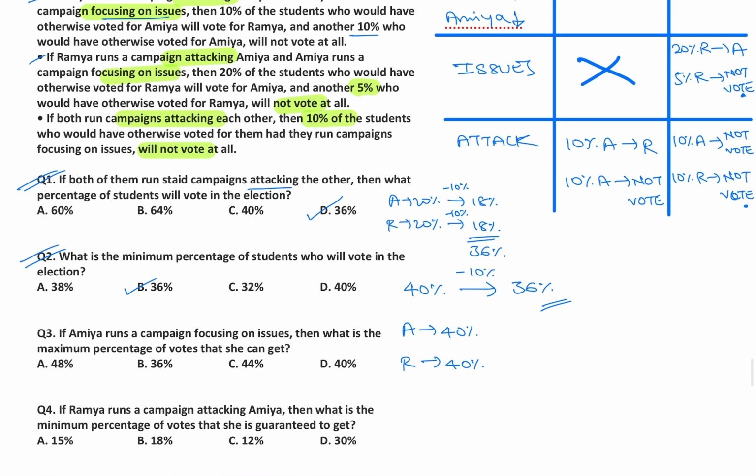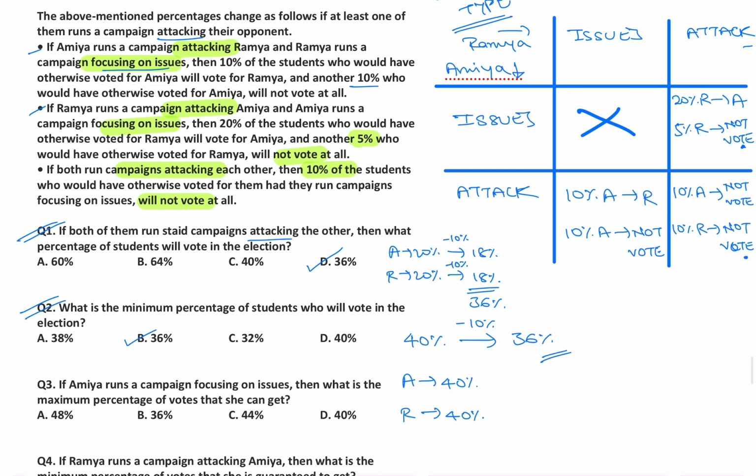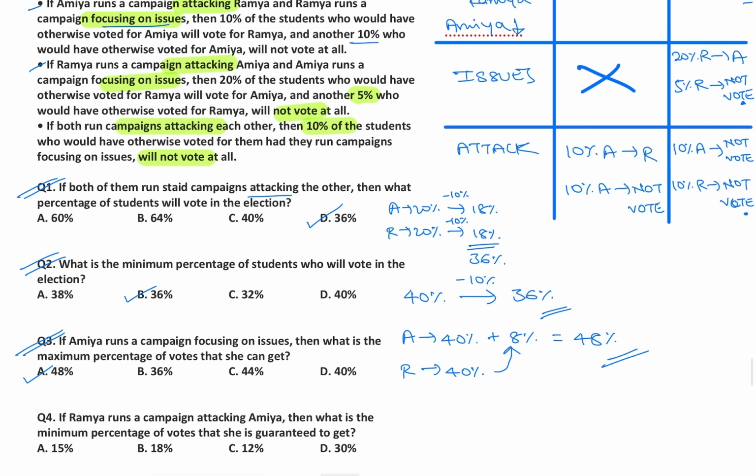They both are running campaign. Amya is running campaign focusing on issues. Ramya is attacking, which means 20% of Ramya's voters will get added to Amya. Okay, so 20% of Ramya's voters. Okay, this looks wrong. Okay, 20% of 40 will be 8%. This will give me 48%. That's my answer, option A. We are done with question number 3.